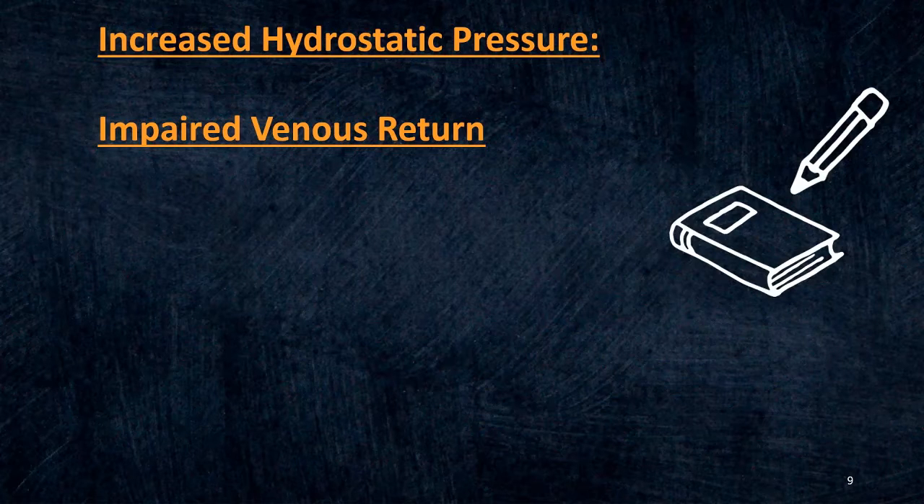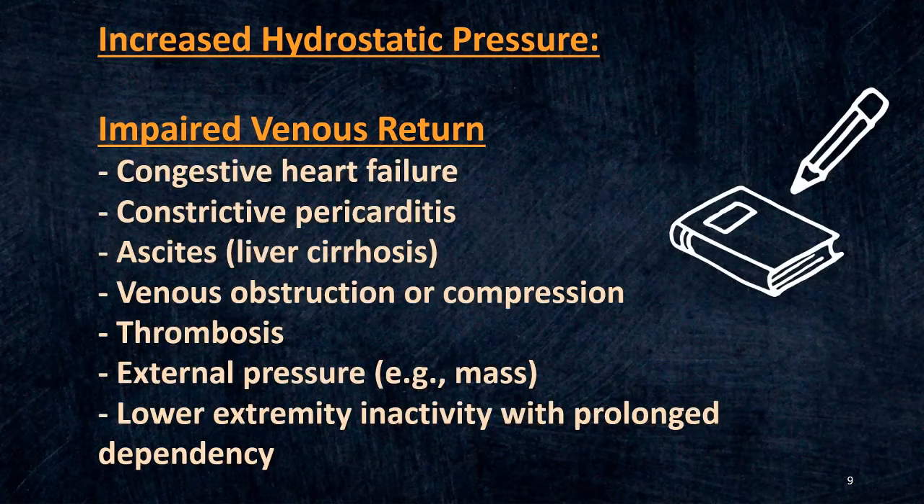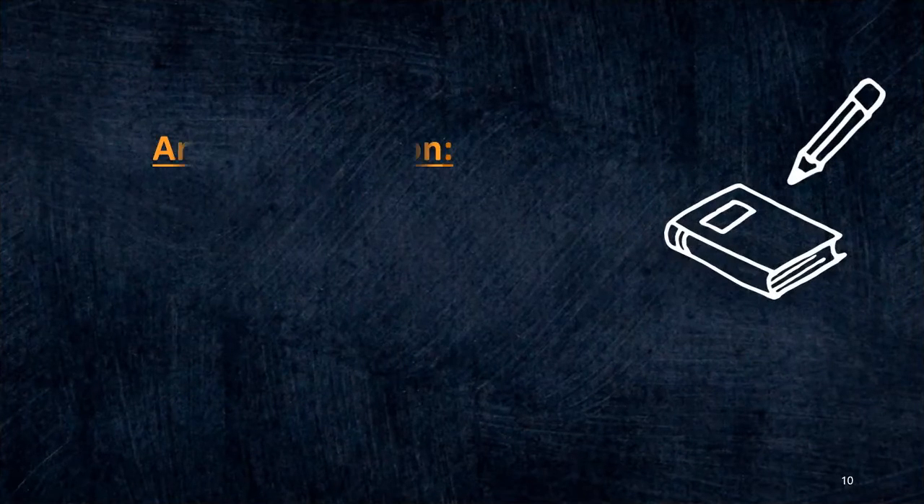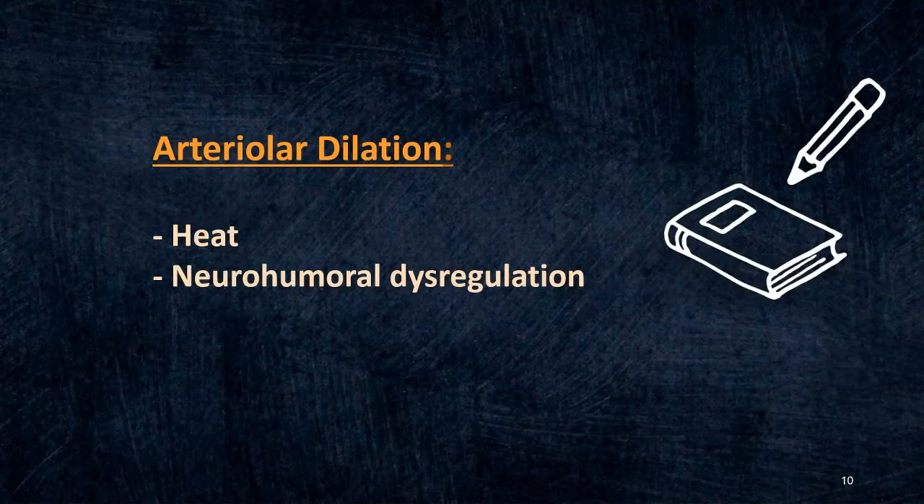So, under impaired venous return, we can say congestive cardiac failure, constrictive pericarditis, ascites or liver cirrhosis, venous obstruction or compression, thrombosis, external pressure or mass, lower extremity inactivity with prolonged dependency. And there is another cause which is arterial dilation; heat and neurohumoral dysregulation dilate arteries, and also the hydrostatic pressure is increased and edema occurs.